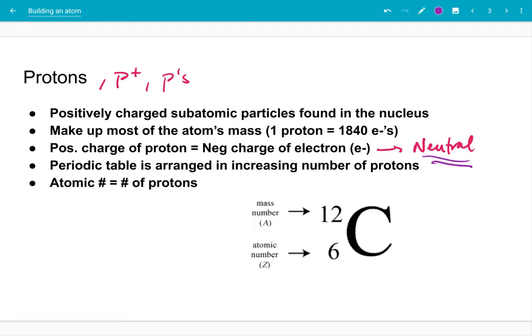And the periodic table is arranged in an increasing number of protons. So to figure out how many protons you have, we're going to look at your atomic number. And the atomic number is equal to the number of protons. So usually we have our mass number on the top part, and our atomic number on the bottom, and then our elemental symbol. I also wanted to point out the different ways that we could write protons.